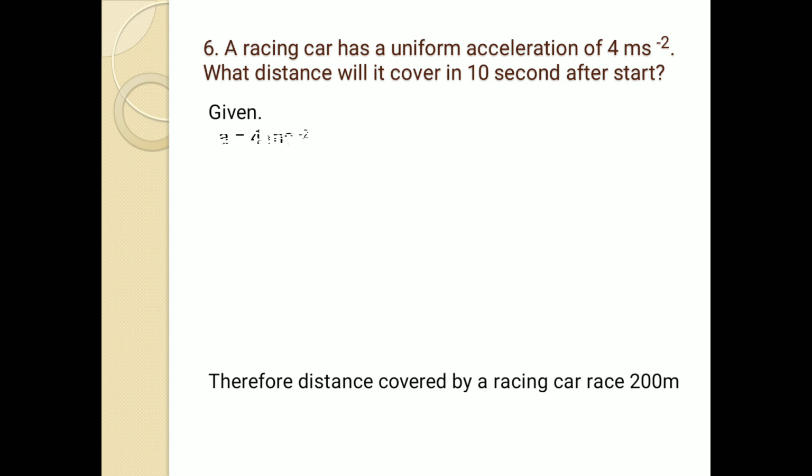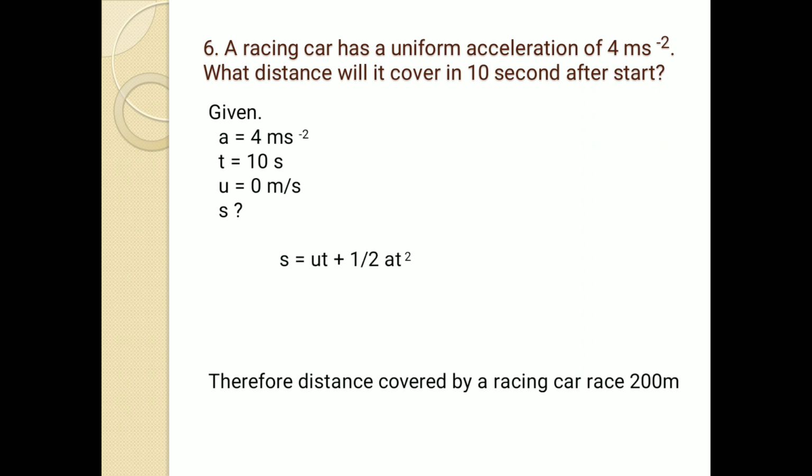Is it clear? So first we'll write given: a is equal to 4 meter per second square and t is equal to 10 seconds, time they have given here, and initial velocity is 0 only because it is 10 seconds after start. 10 seconds after start means before it was at rest. So initial velocity is 0. Then the S value we need to find out. Next, the second formula itself we can use for finding the S value because time is there, right? Time is there, initial velocity is there, acceleration is there. This is enough to find the distance by using the second equation of motion.